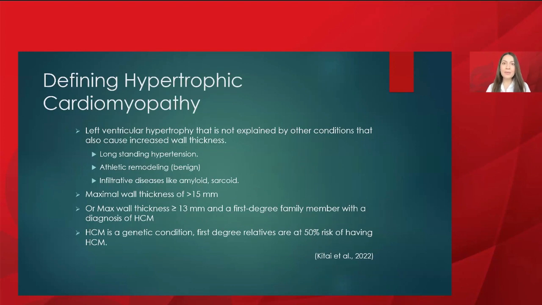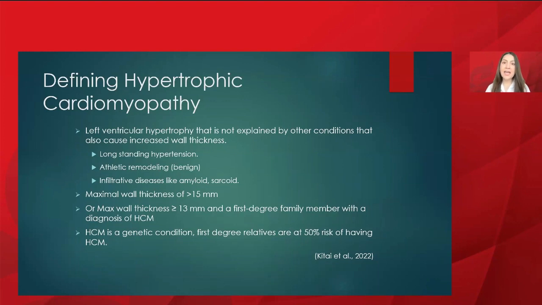Defining hypertrophic cardiomyopathy. Hypertrophic cardiomyopathy is diagnosed when you have left ventricular hypertrophy that is not explained by other conditions that can also cause increased wall thickness. Some examples of those conditions are longstanding hypertension. People that have not managed their blood pressure well for a long time will show hypertrophy. It's just the heart's response to remodeling. Athletic remodeling is also in elite athletes, competitive athletes, Olympians. You can see that the heart gets thick, but it's a benign thickness. It's just what we call athletic remodeling.